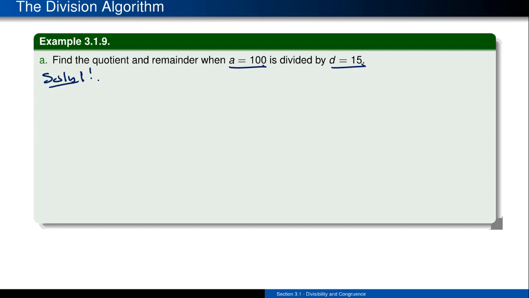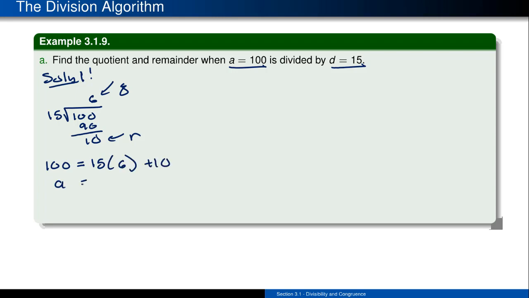Okay, so I'm going to see how many times 15 goes into 100. In this case, 15 into 100. It goes in 6 times, because 6 times 15 is 90, and you see that I'm going to have a remainder of 10. So this thing right here is my quotient, and that thing is my remainder. And I do in fact see that 100 has this really nice representation. It's going to be viewed as 15 times 6 plus 10. So in this case, my a is equal to d times q plus r. All right, so that's pretty nice.